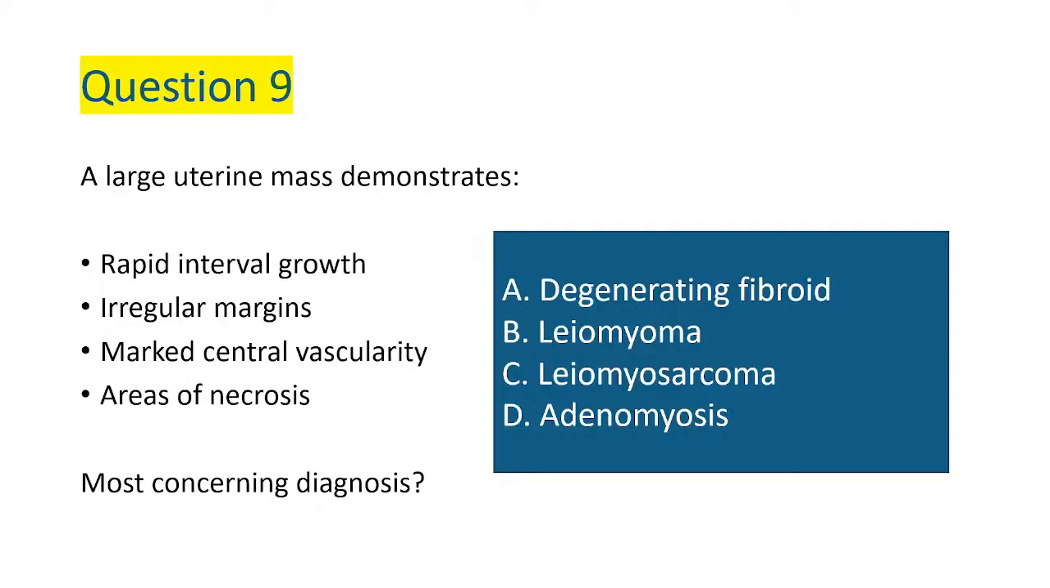A large uterine mass demonstrates rapid interval growth, irregular margins, marked central vascularity, and areas of necrosis. What is the most likely diagnosis? A. Degenerating fibroid. B. Leiomyoma. C. Leiomyosarcoma. D. Adenomyosis.